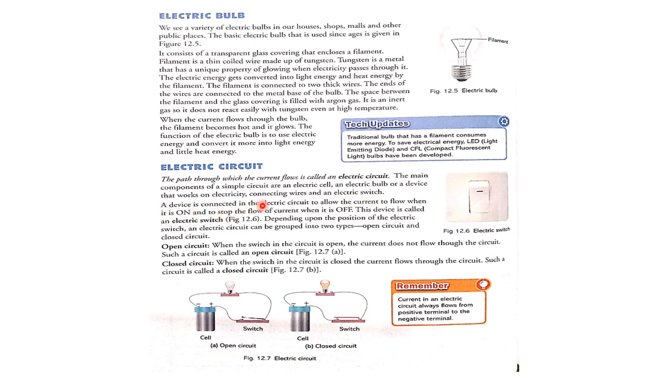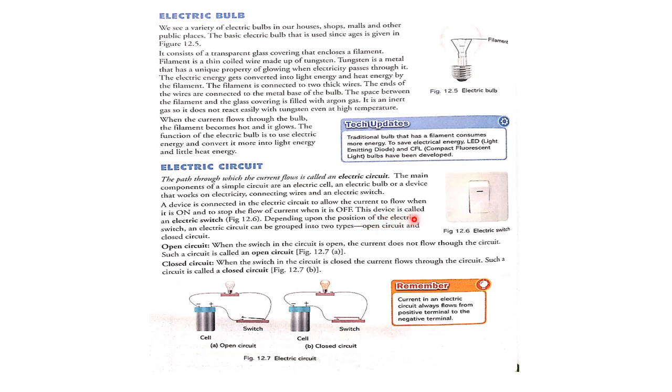A device is connected into an electric circuit to allow the current to flow when it is on and to stop the flow of current when it is off. This device is called an electric switch. So, this is the electric switch. When it is on, electricity will pass, and to stop the current flow, we have to switch it off.